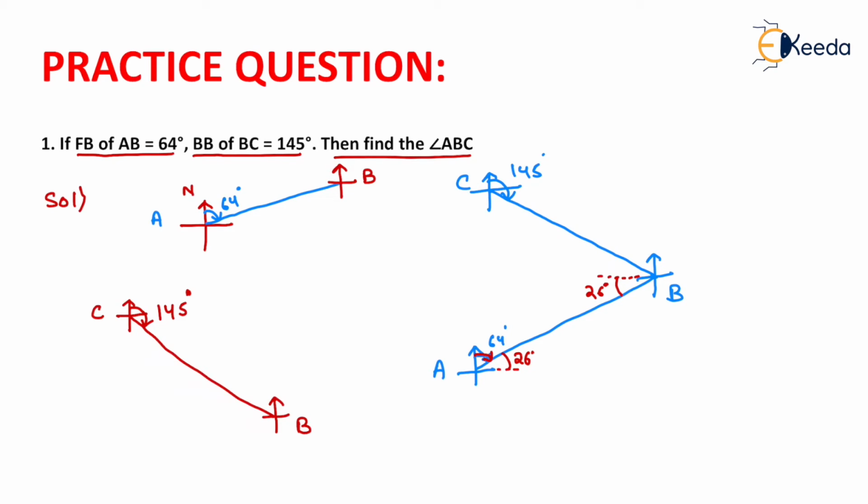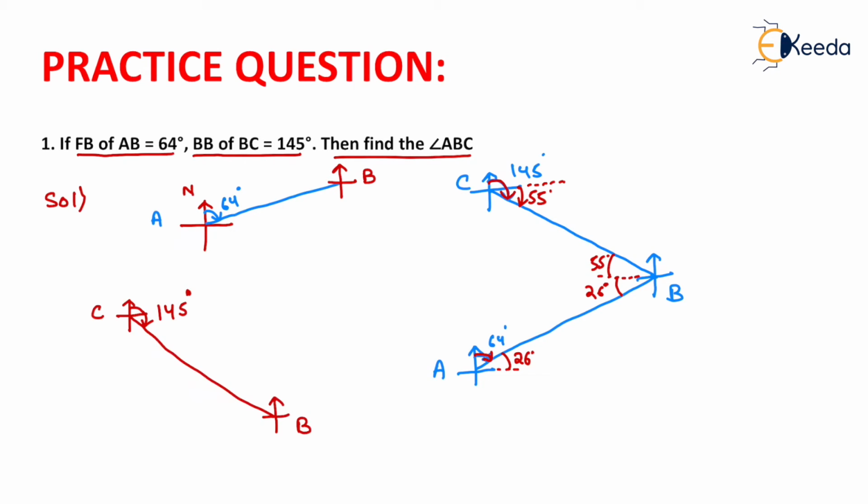Okay, now we have the value of this angle, that is 145 degrees. So if this angle is 145 degrees, then what will be this angle? It will be 145 minus 90 degrees. So the angle will be equal to 55 degrees. Now if this angle is 55 degrees, then this angle is also 55 degrees.